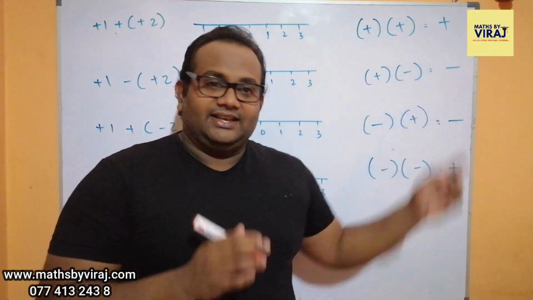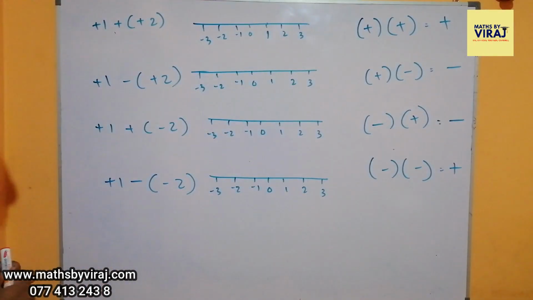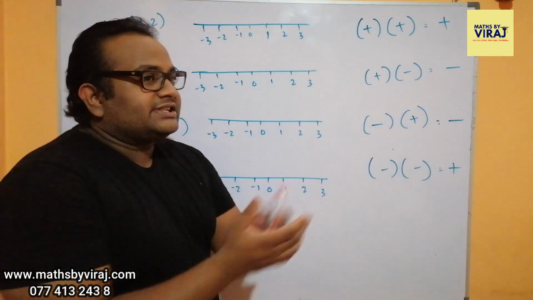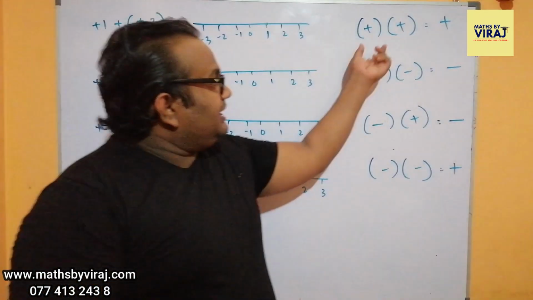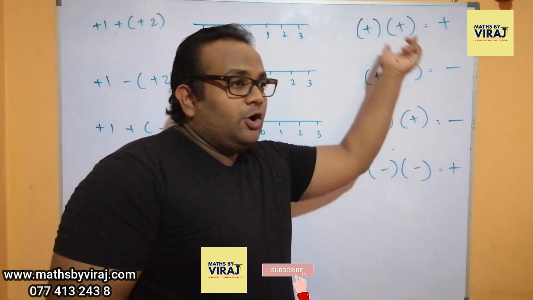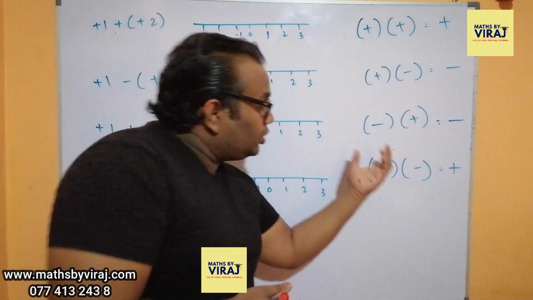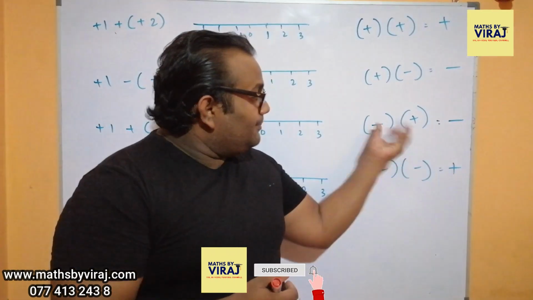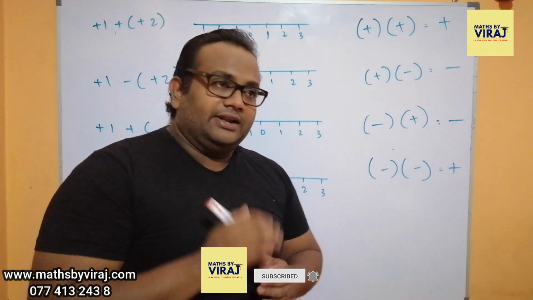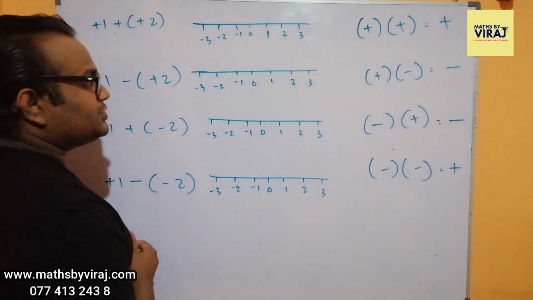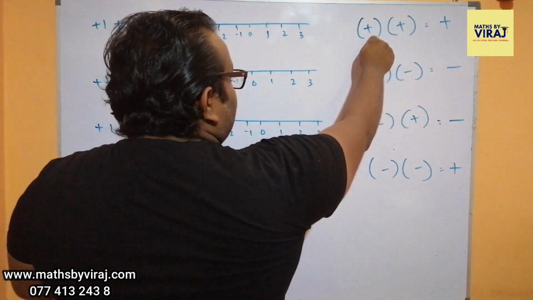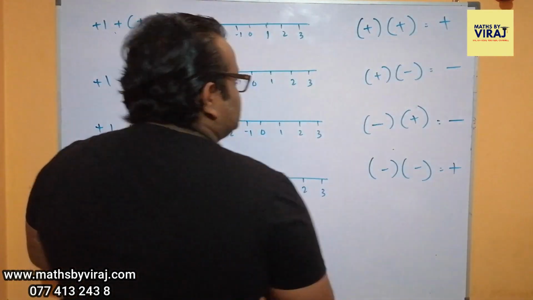Right. Now children, you little children find it tricky when there are two positive numbers or two plus numbers together, what will be the final answer? Or two negative numbers together or mixed numbers, what is going to happen? Right. So the first thing that you should understand is plus and plus, the answer is plus.